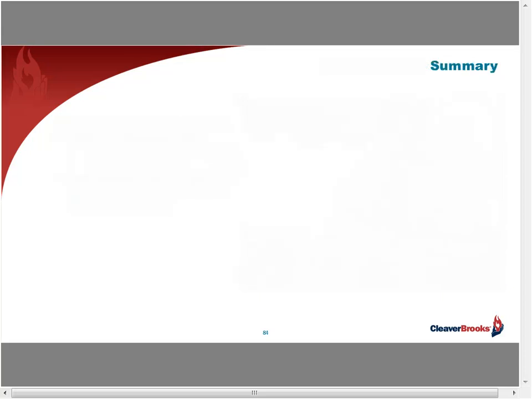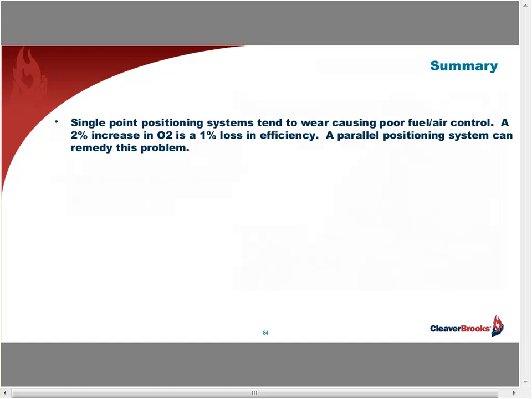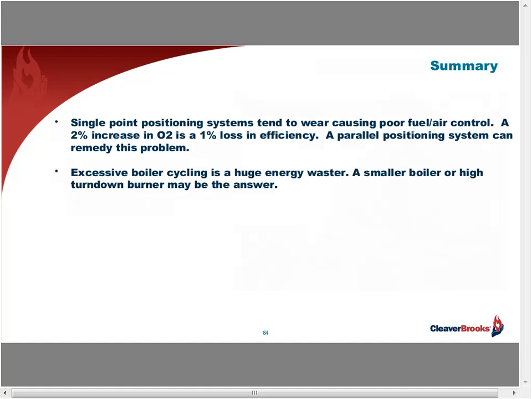Okay, here are what I would consider today's takeaways. Single-point positioning systems tend to wear, causing fuel-air ratio problems. A 2% increase in O2 is a 1% loss in efficiency, so a parallel positioning system can remedy this problem. Keep that in mind. Excessive boiler cycling is a huge energy waster, so consider a smaller boiler or a high turn-down burner. That might be the answer.